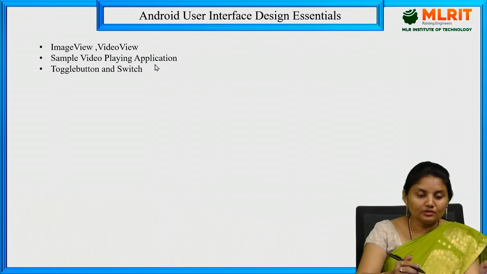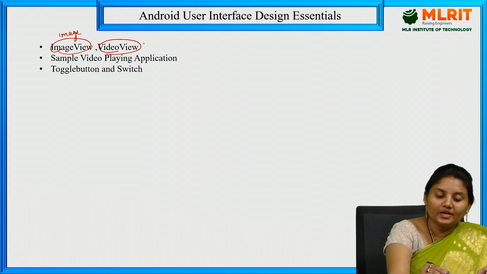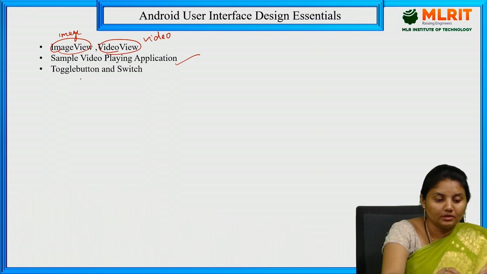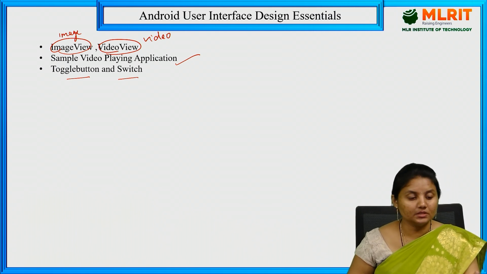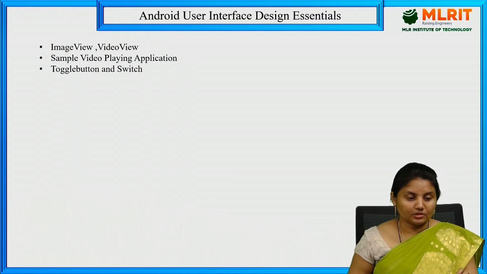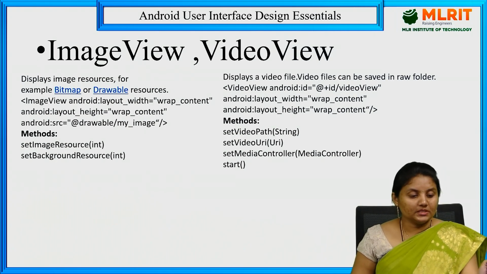Image view is where an image is displayed. Video view is where a video can be displayed. A sample video playing application will also be shown here. We also have two-state buttons like a checkbox, such as the toggle button and the switch button. Image view and video view we will be discussing here.